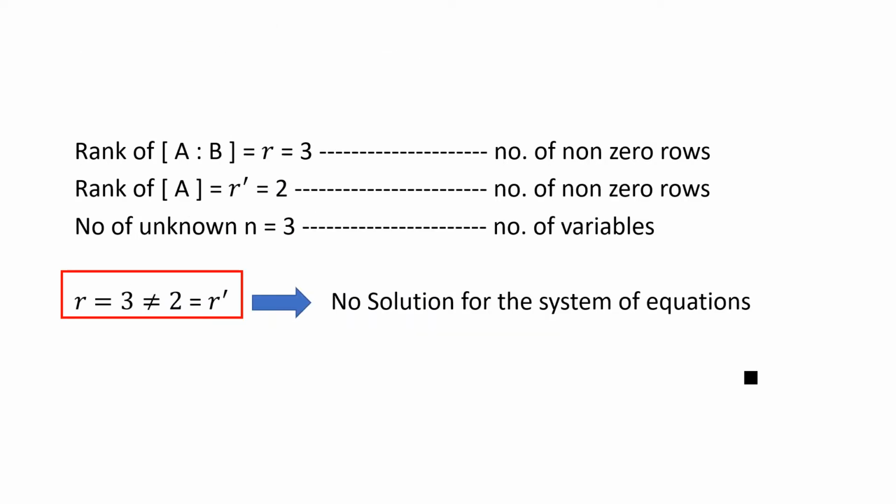Now, we have got the rank of the augmented matrix [A|B] as R equal to 3. The rank of A is R dash and that is equal to 2. And the number of unknowns is 3. So clearly R is not equal to R dash. That means there is no solution for the system of equations.